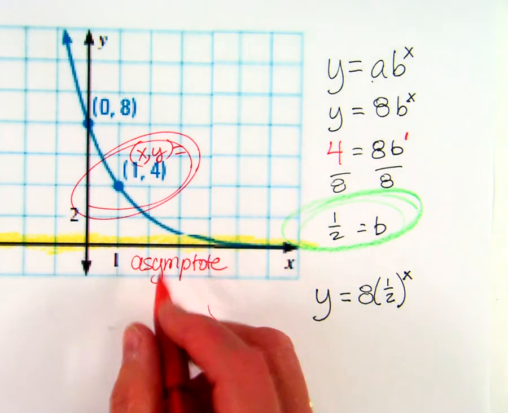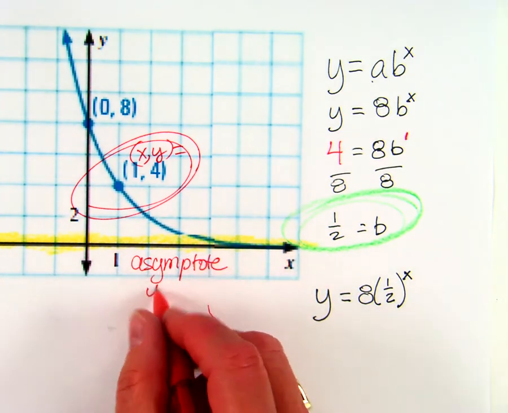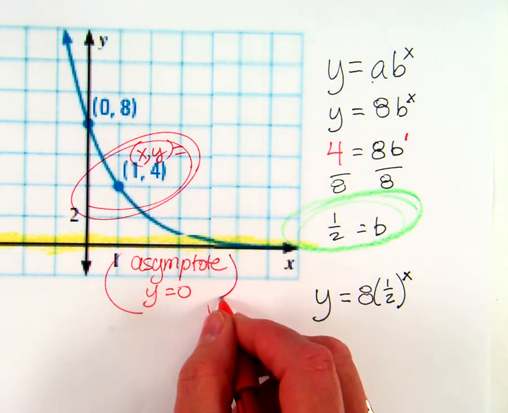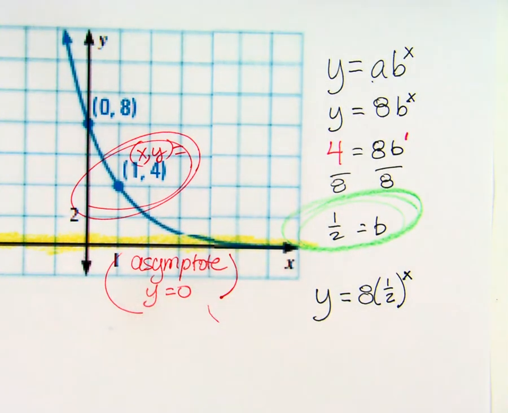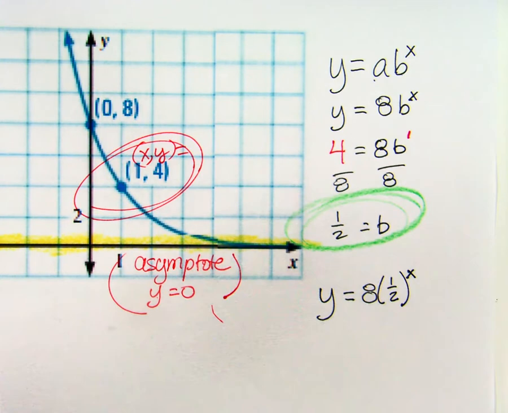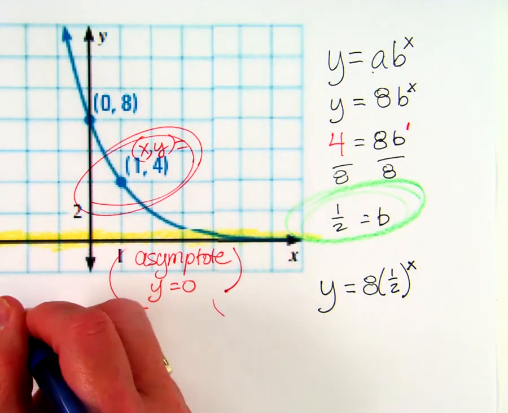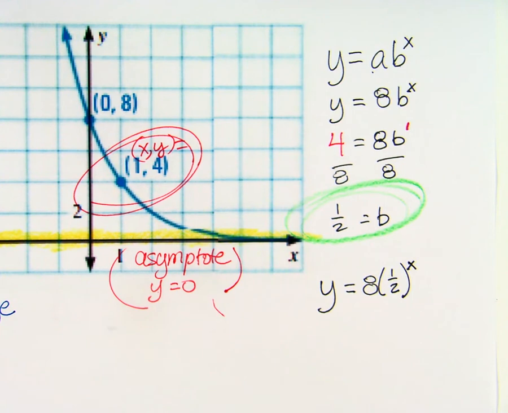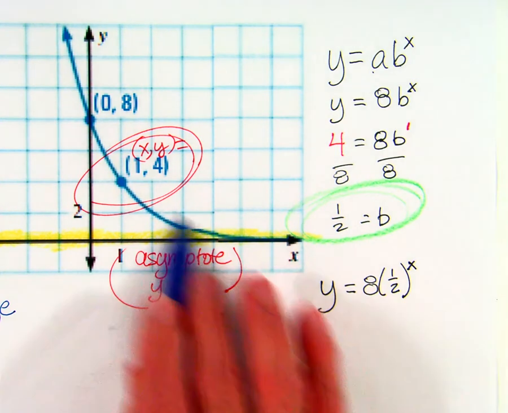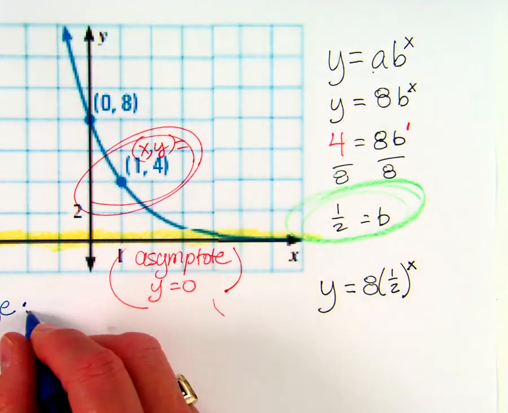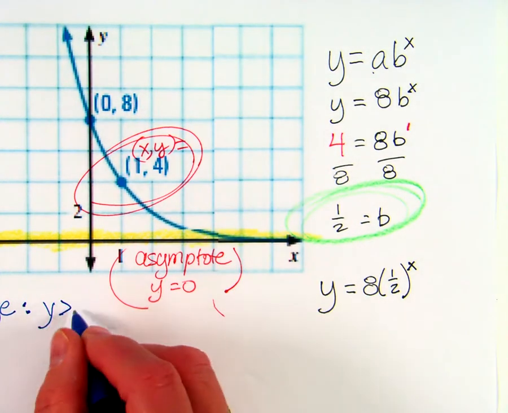And the equation of this asymptote is y equals 0, because it's the x-axis. Let's look at the range and the domain. The range is the up and the down. It's the y. What can the y actually be? As we've just described here, the y can be all positive numbers. So the range is y is greater than 0.